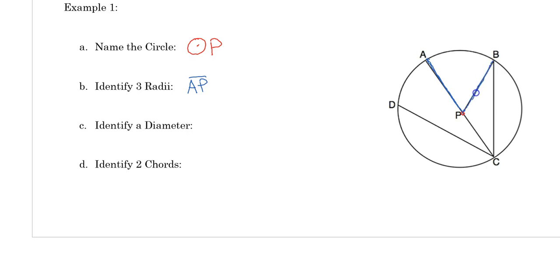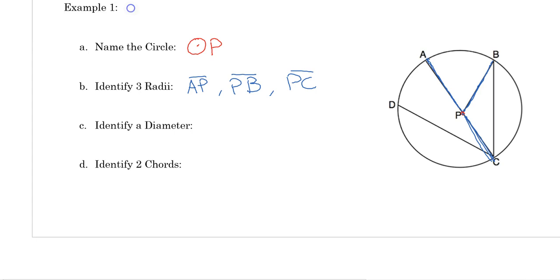If I look here, I have PB. I could also name it BP, like the gas station, right? Either direction. And then my last radius is down here, PC or CP. But it has to be 3 different lines.